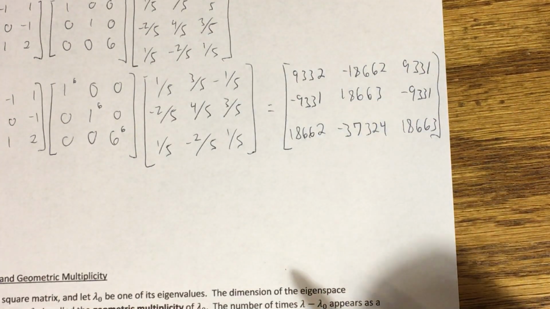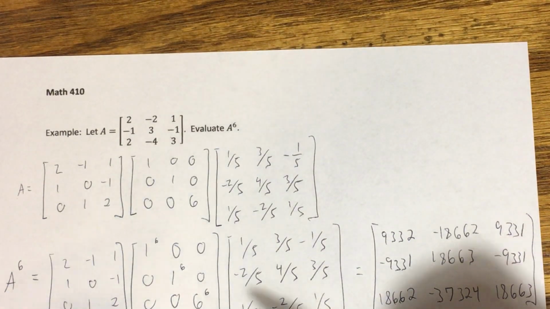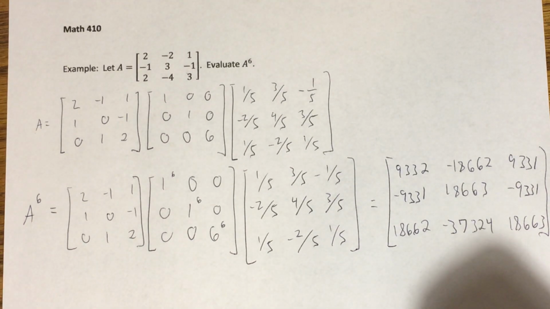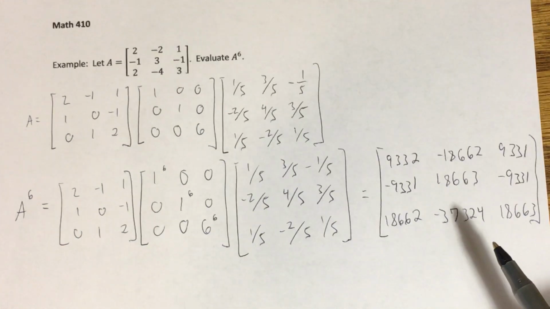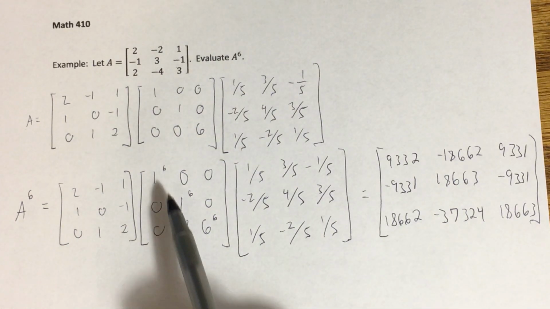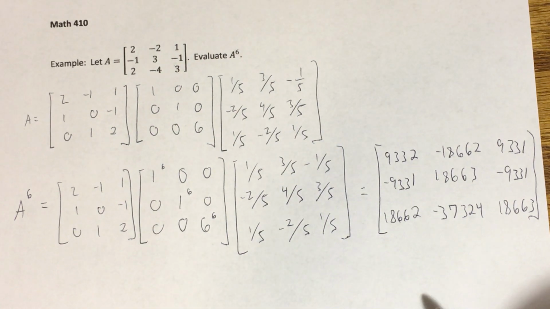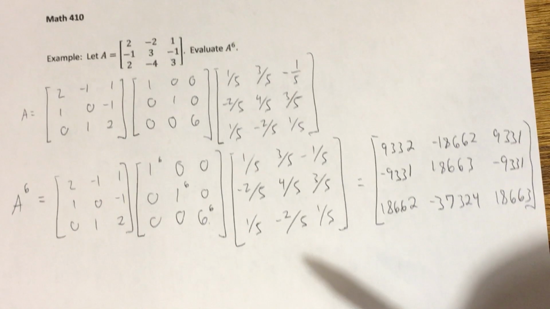This cuts down on the amount of time that takes. Imagine doing this if I were raising A to the 100th power. That would take an extremely long time to do by hand, but this technique would take essentially the same amount of time if I raised it to the power of 100, because the only thing that's really changing is that each of these diagonal entries are being raised to the power of 100.